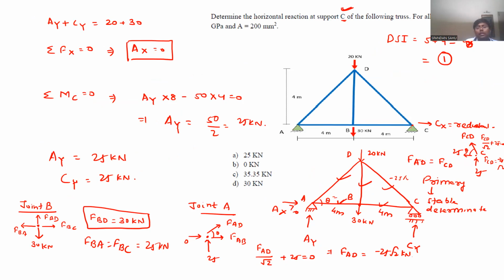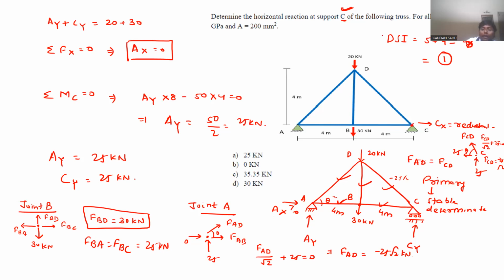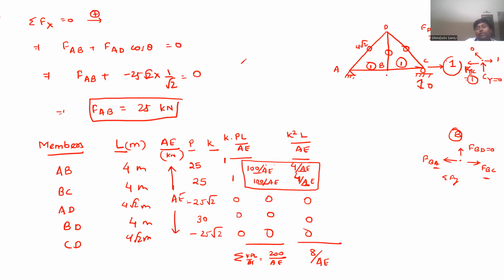No, sir. It won't be allowed. So, compatibility will be written as: under this external load, there is some deflection in the primary structure. Under this unit load also, there is some deflection in the primary structure. But when you club these two, that should be equal to 0, because the main structure hinge won't allow any deflection in the horizontal direction.